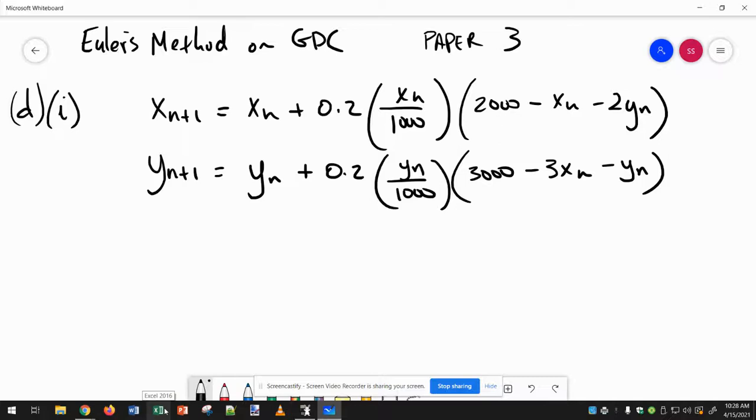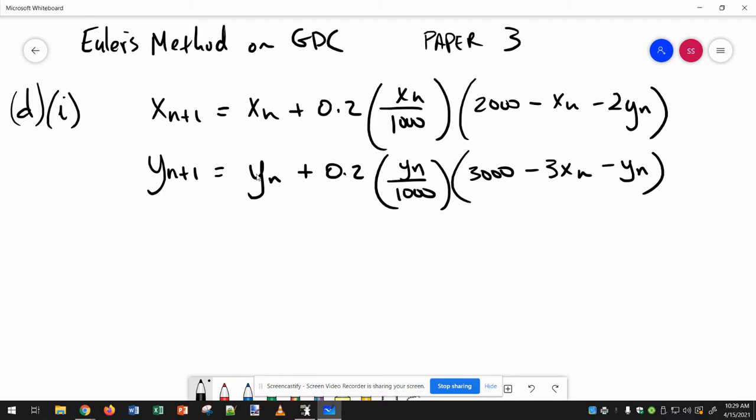So here's a video for Euler's method on the GDC, and this is for a coupled system. Paper 3, this is the answer for part DI. So you've got the two iterations of Euler's method, where to find the next one at xn plus 1, that's based on the previous one.